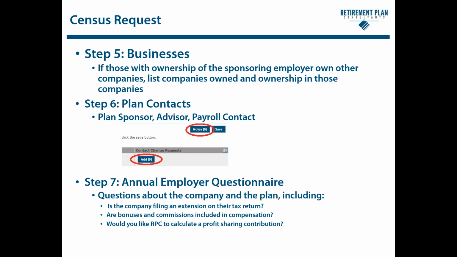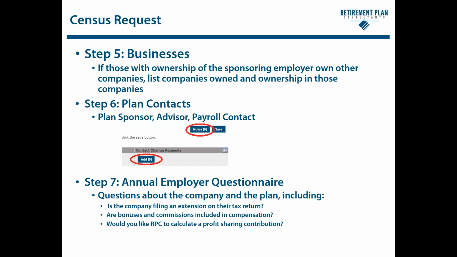Step 7 is the Annual Employer Questionnaire. This section has several questions about the company and the plan, such as, is the company filing an extension on their tax return? This is very important for the RPC consultant to know so that your compliance testing and filings are completed in a timely manner.